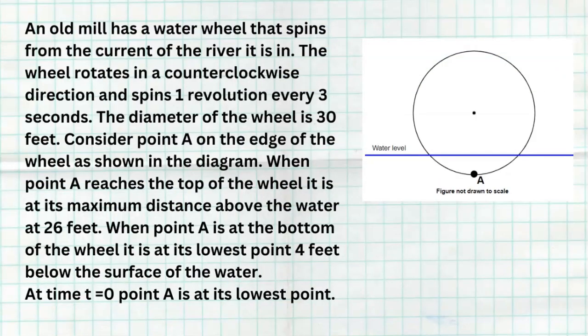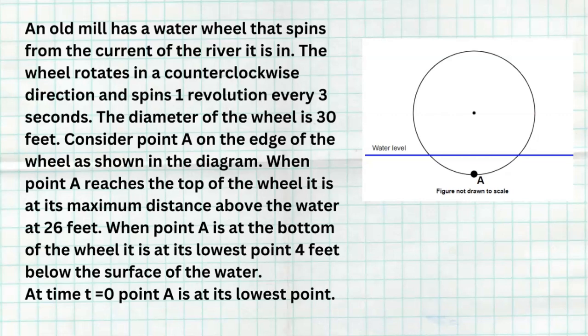So here's an example of exactly what FRQ number 3 could look like. An old mill has a water wheel that spins from the current of the river it is in. The wheel rotates in a counterclockwise direction, and it spins 1 revolution every 3 seconds. The diameter of the wheel is 30 feet. Consider point A on the edge of the wheel as shown in the diagram. When point A reaches the top of the wheel, it is at its maximum distance above the water at 26 feet. When point A is at the bottom of the wheel, it's at its lowest point, 4 feet below the surface of the water. And at time t equals 0, point A is at its lowest point.